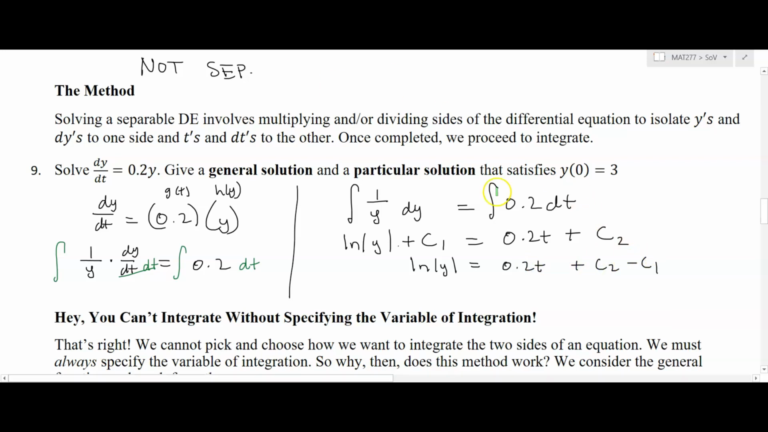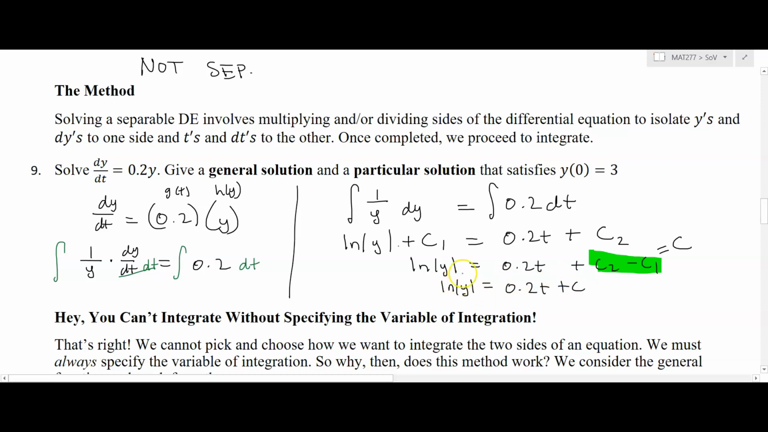Now here we're going to make the claim that if you take two constants that are arbitrary and you subtract them or combine them in any way, you still have an arbitrary constant. So I don't really care specifically about the value of c2, or the value of c1. What I really care about is the result of that difference. And I'm going to assign that to a new variable, call it c, which is still an arbitrary constant. So all I'm doing is just combining constants into one constant. And I have natural log of y equals 0.2t plus c.